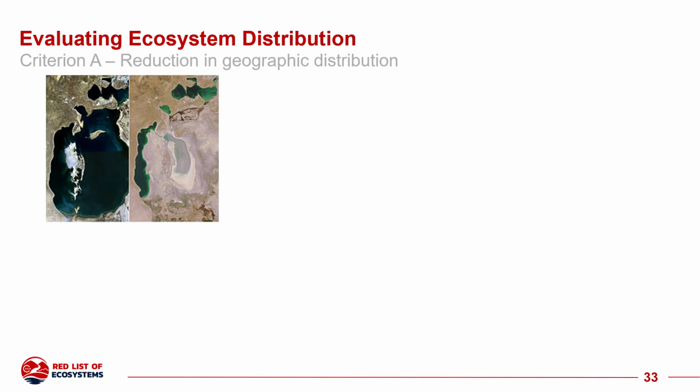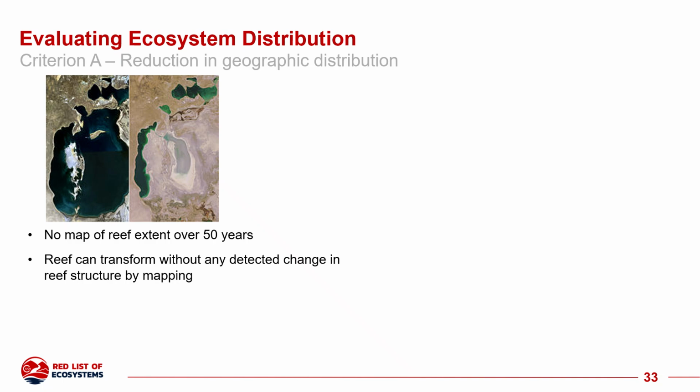While there are satellite-derived maps of reefs, such as the Millennium Coral Reef Layer, there isn't a consistent, geographically exhaustive time series of reef extent over the required time frame, 50 years. Even more critically, coral reefs can undergo functional collapse without any visible change in the structural extent mapped by satellites. For that reason, using mapped area reduction doesn't work well for coral reefs.